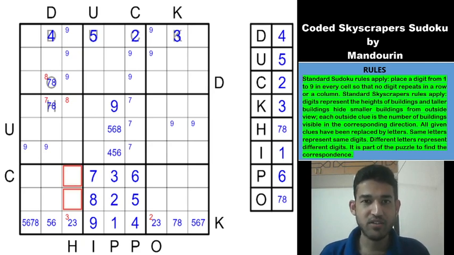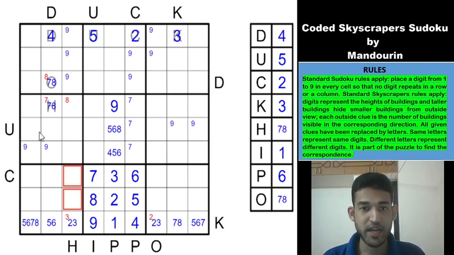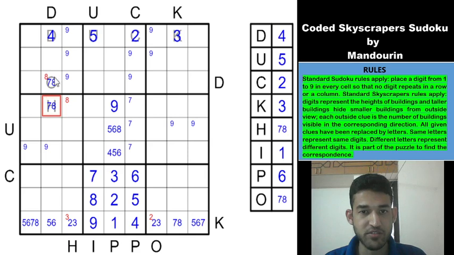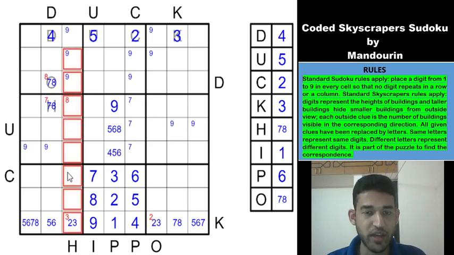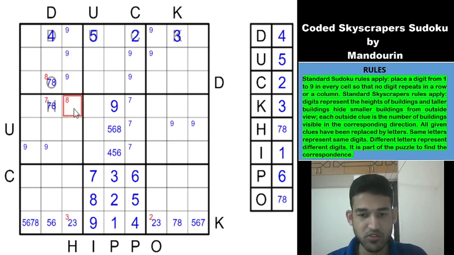Is this the intended solve path? I'm not sure, but really tough to see this way. So O cannot be 8. I hope it's clear, because if O is 8, this becomes 7 and this becomes 2 and 3, and there is no way you can see all buildings from 3 to 9 here. You can try putting that way. There is no way possible.